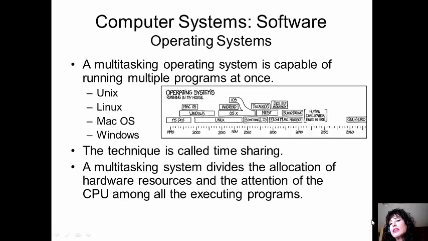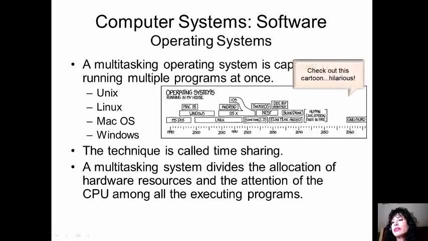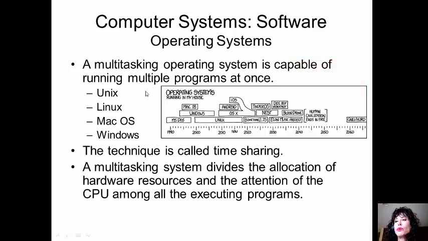And a multitasking system divides the allocation of your hardware and the attention of your CPU among all the executing programs. So you've probably noticed if you have too many tasks or windows open at the same time, it might slow down the system because of this multitasking and sharing of the CPU.